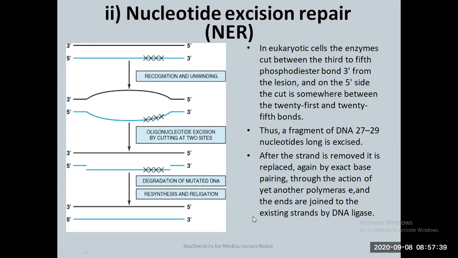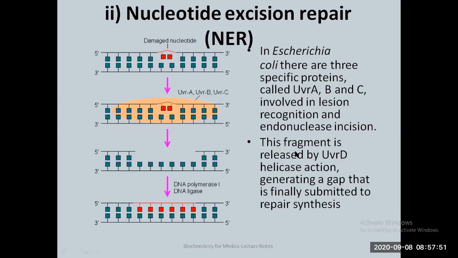As I told you in the previous class, the last step will always be done by two important enzymes, DNA polymerase and DNA ligase. One more point: in E. coli, there are three specific proteins called UvrA, B and C, involved in lesion recognition and endonuclease incision. The fragment is released by UvrD helicase action, generating a gap that is finally submitted to repair.